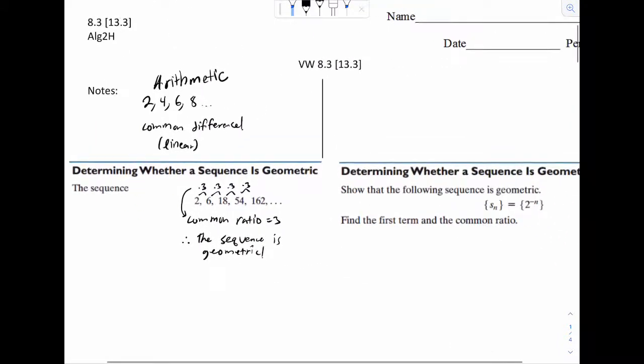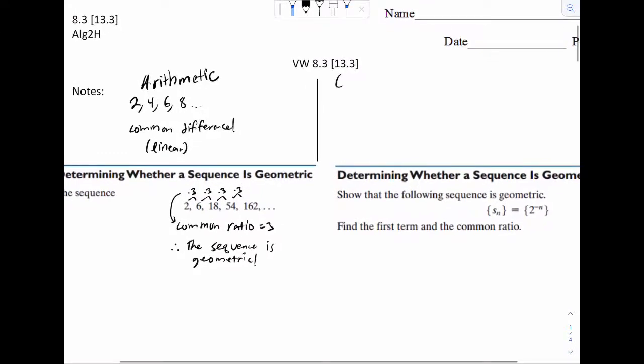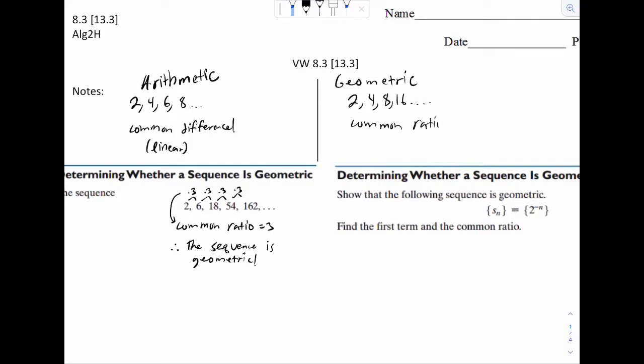So for your notes here, we just studied arithmetic. We're going to add in geometric. Geometric is something like 2, 4, 8, 16, ... This has a common ratio, and essentially you're multiplying. So later on we're going to call this exponential. But for now, think of it as a ratio or multiplying. That's our main concept.